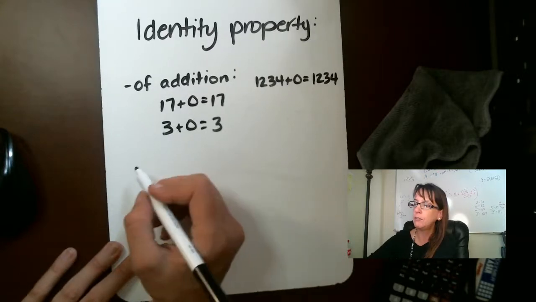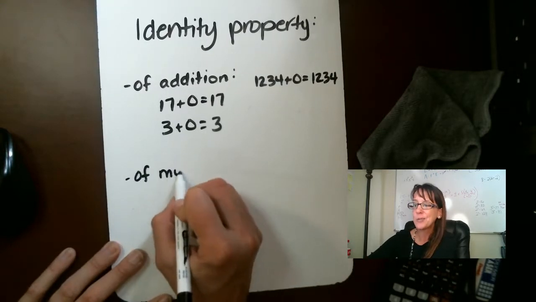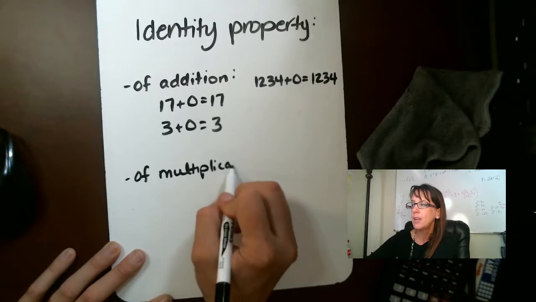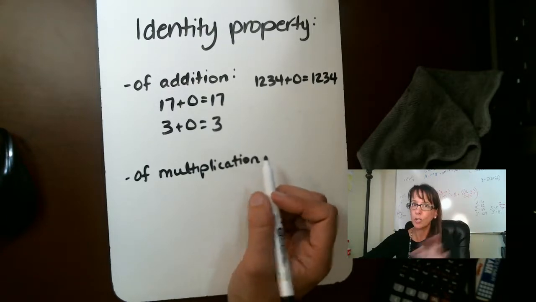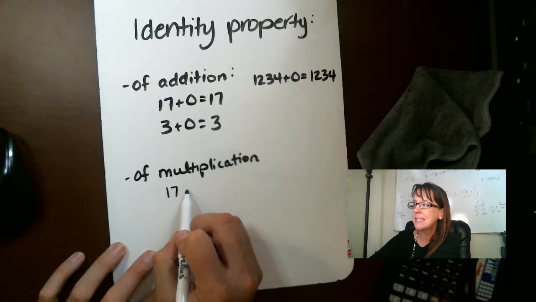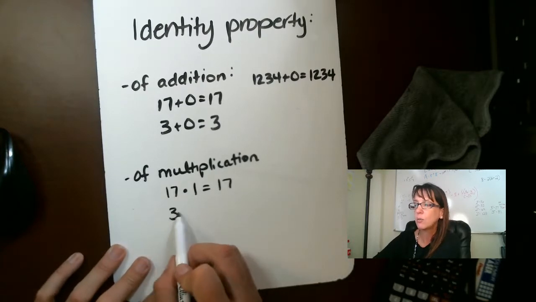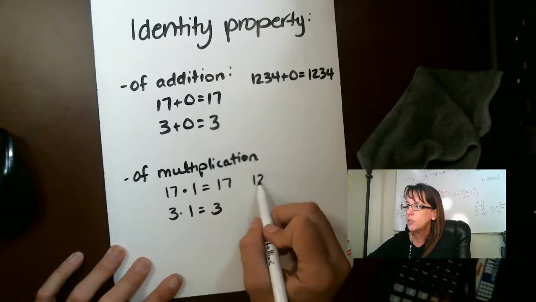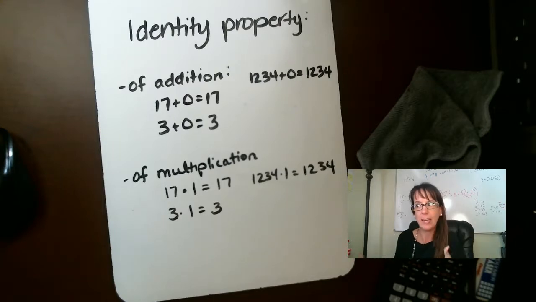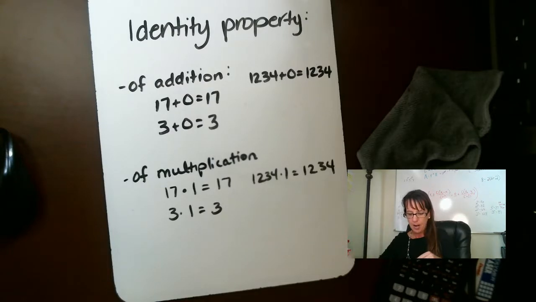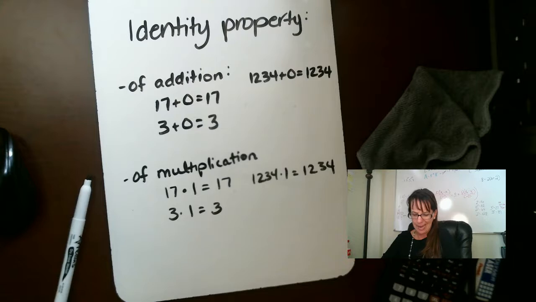Now, the identity property of multiplication doesn't use 0, because if we did 17 times 0, we'd get 0. 3 times 0, we'd get 0. So that doesn't work. The identity property of multiplication is 17 times 1 equals 17. 3 times 1 equals 3. 1, 2, 3, 4 times 1 equals 1, 2, 3, 4. We're allowed to multiply anything by 1, and we get that same thing, right? This is really helpful when we're dealing with fractions, guys. You're allowed to multiply by 1. That's a big one. Those are your identity properties of addition and of multiplication. Okay, so they may be called something different in the book, like additive identity.